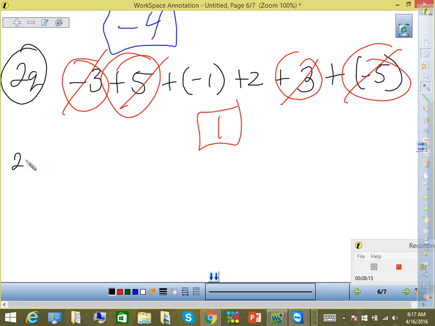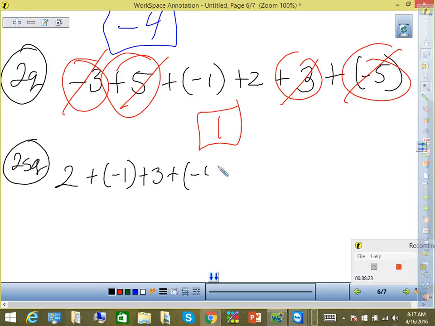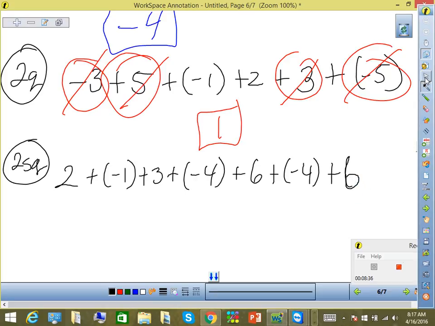Example 2, super Q. Here we go. 2 plus -1 plus 3 plus -4 plus 6 plus -4 plus 6. Go.